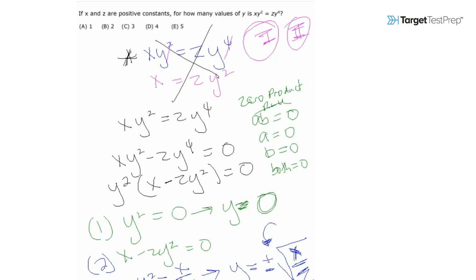We're going to have this plus or minus positive constants, and that means by definition they don't change. They're the same numbers each time. So what that means is that we're going to have 3 total solutions.